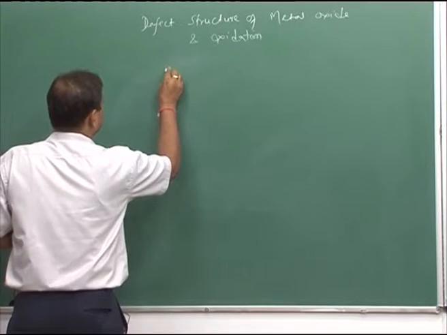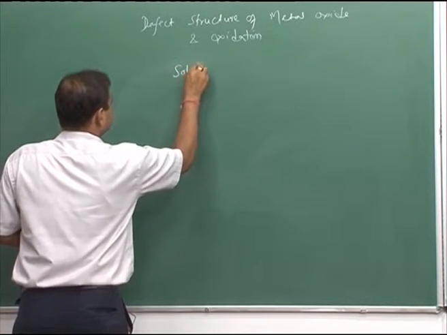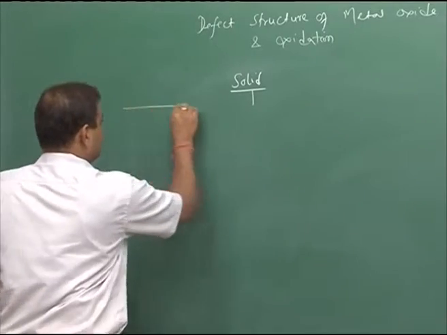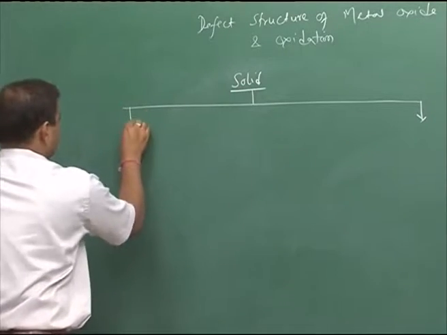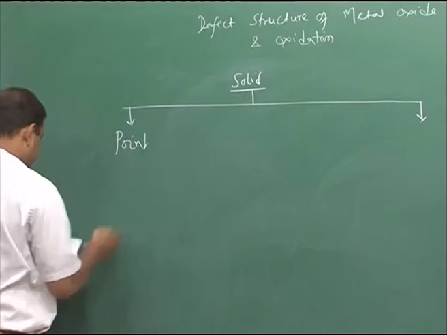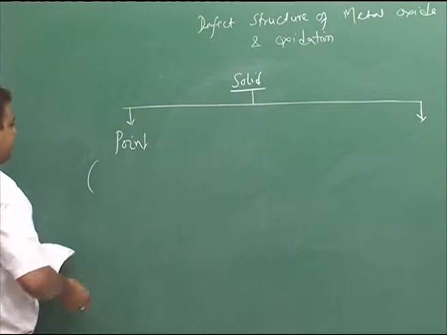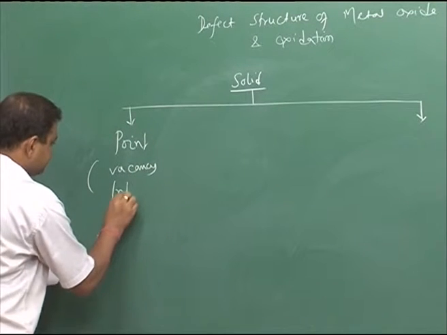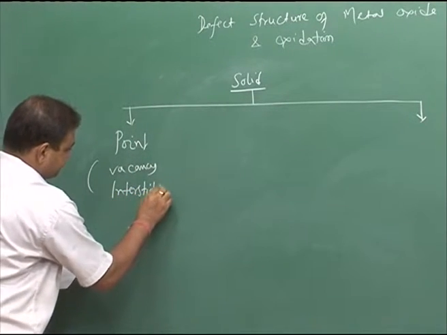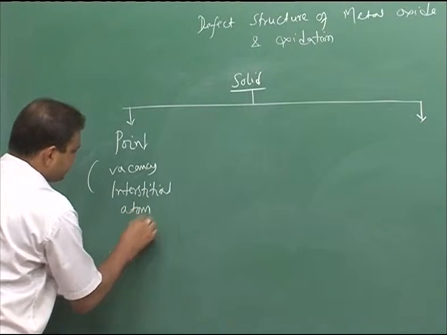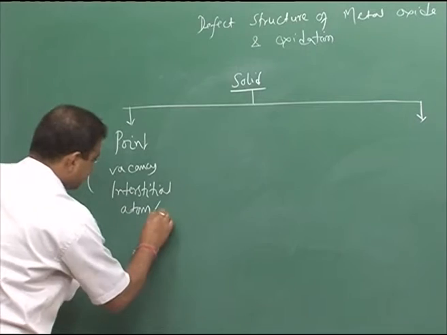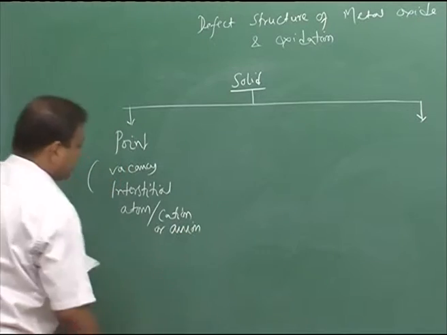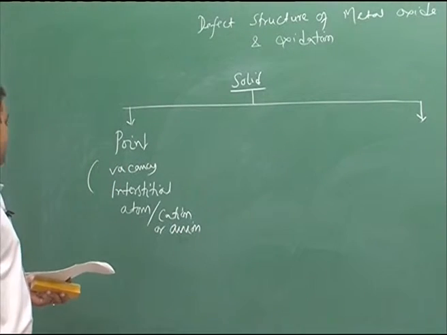Defects in metal oxide. Generally, in solids we have 4 types of defects. One is point defect, and examples of point defect are vacancy or interstitial atom, or in the case of oxide it would be cation or anion.